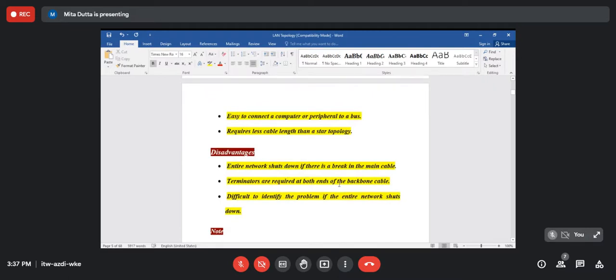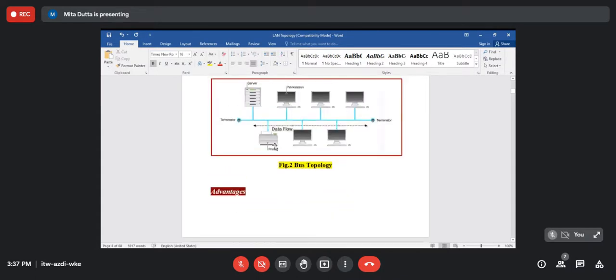and terminators are required at both ends of the backbone cable, and it is difficult to identify the problem if the entire network shuts down. Due to this problem, it is very difficult to distinguish whether the fault is due to the main cable, or due to a fault in the cable of the workstation, which is used to connect the workstation with the main cable.